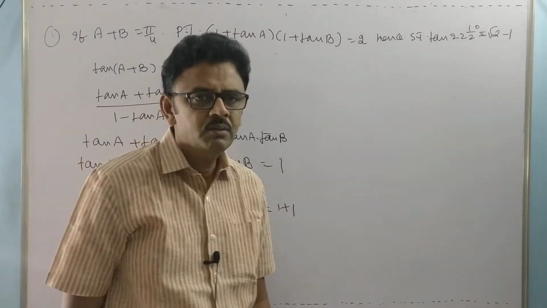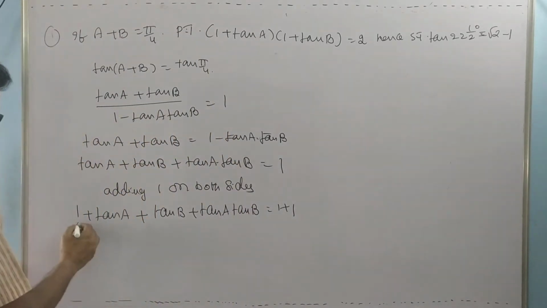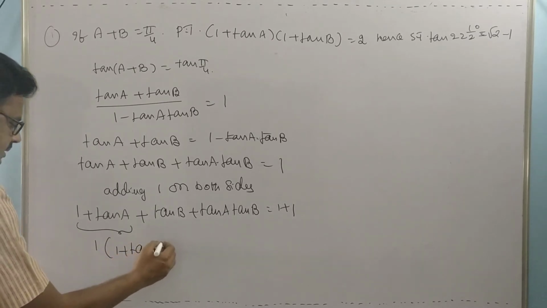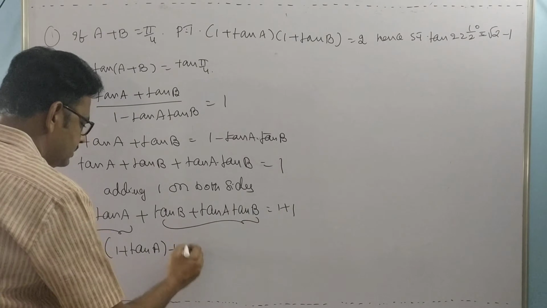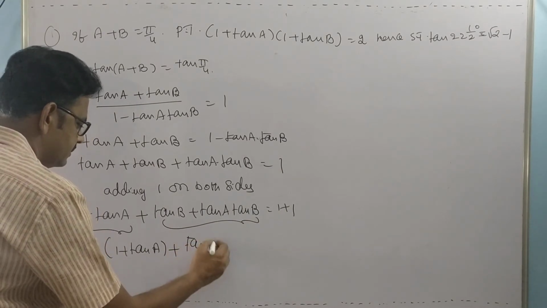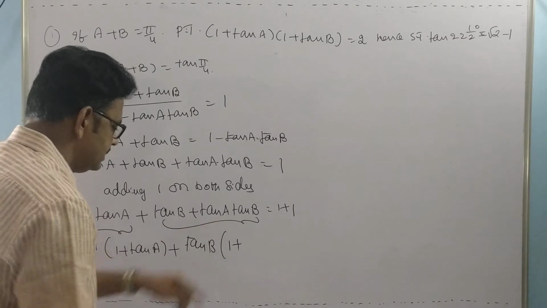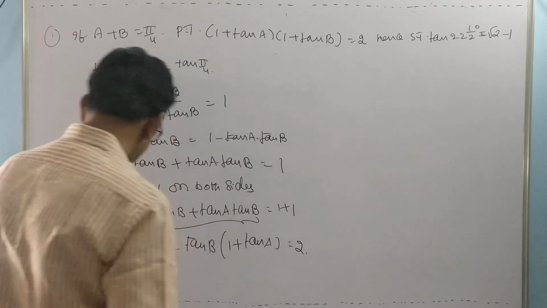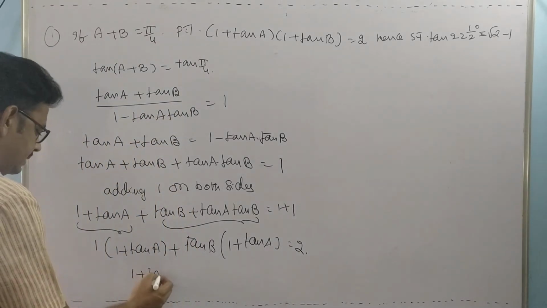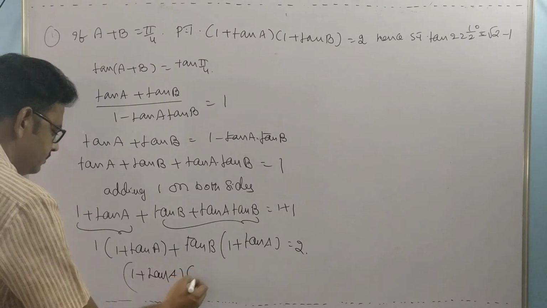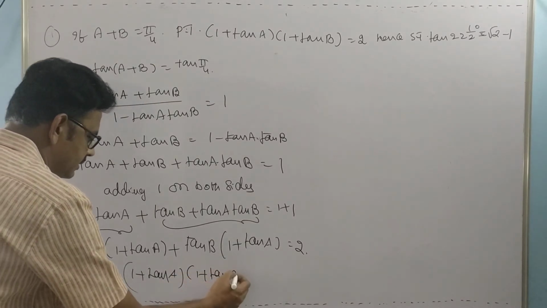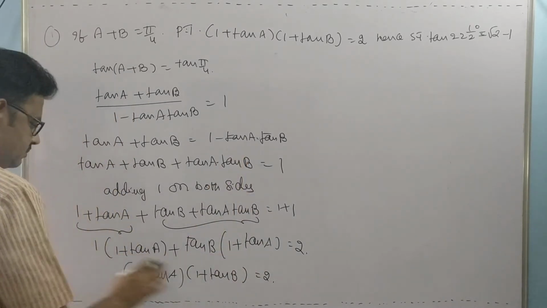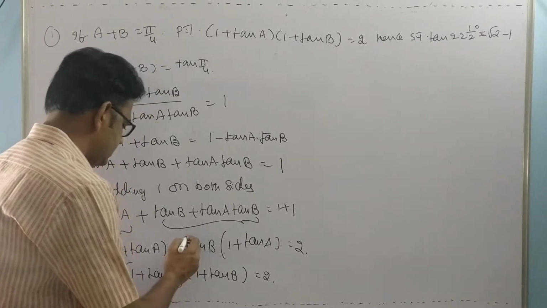Adding 1 on both sides. Now in this one, you can take 1 common: 1 plus tan a, plus these two, taking tan b common. This is (1 plus tan a) into (1 plus tan b) is equal to 1 plus 1, that is 2. So 1 plus tan a common, and this is 1 plus tan b. So we have one result.